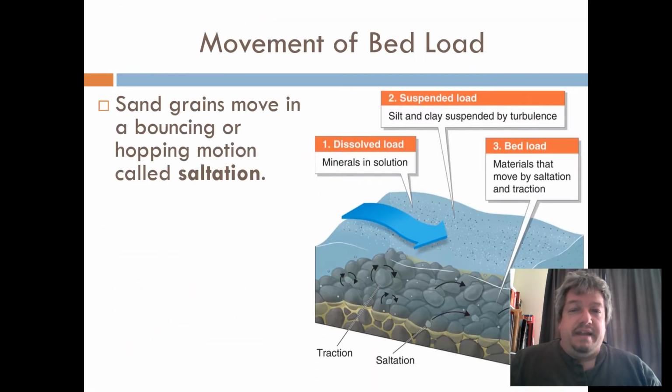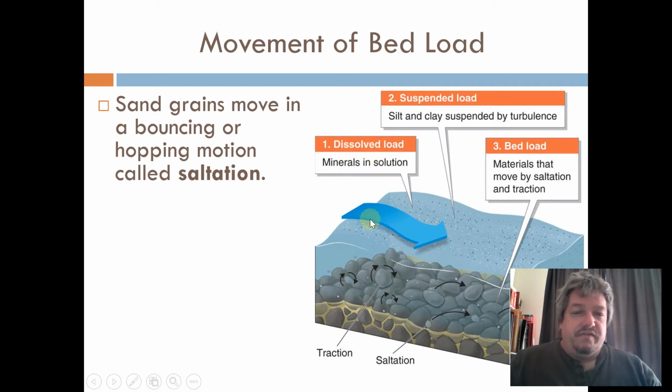So how does the bed load move then? Remember, this is the stuff that's too big to dissolve. Just like in the sand, we'll talk about this, the sand grains move along the bottom. They hop or bounce as they're pushed along, and they call that saltation, right?